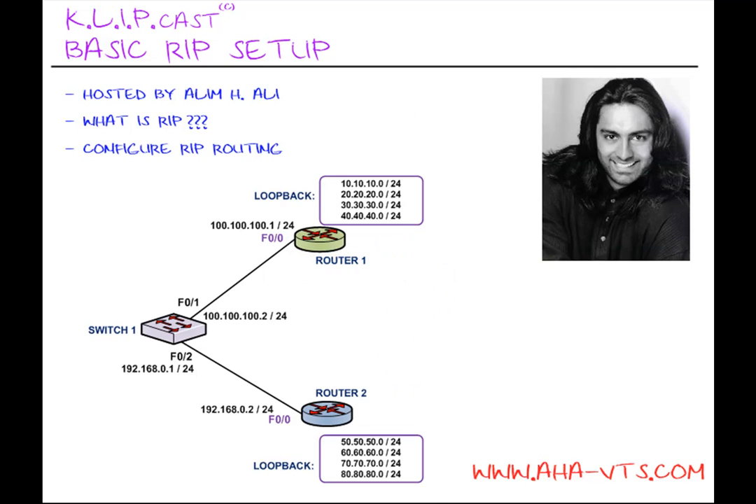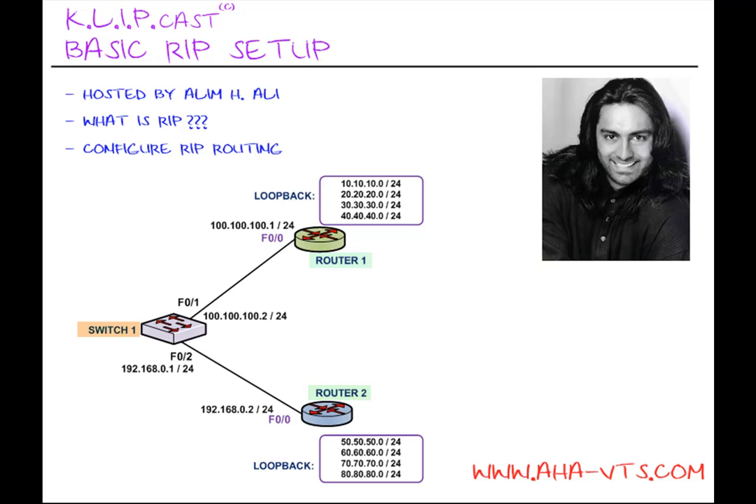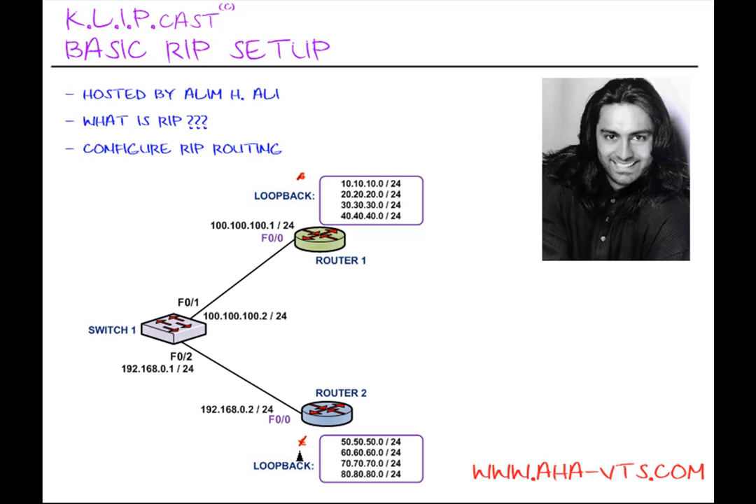Now in the diagram shown below, I have a small LAN network that consists of two routers and a switch, with each router connected to the switch via a Fast Ethernet link. And I've already configured the IP addresses of these interfaces that connect from the router to the switch, as well as a few loopback addresses to simulate live routing networks for the purpose of illustrating RIP routing.